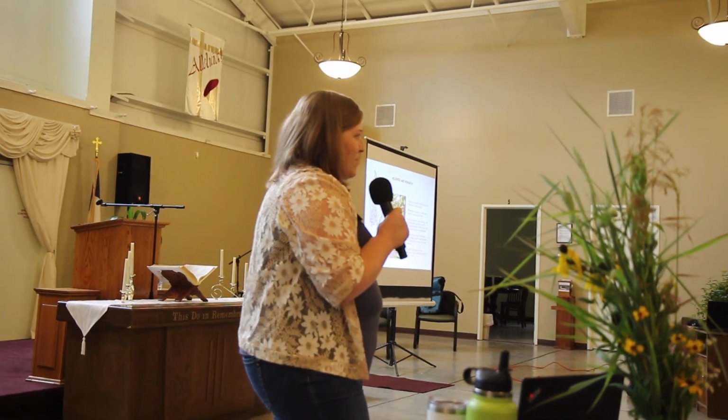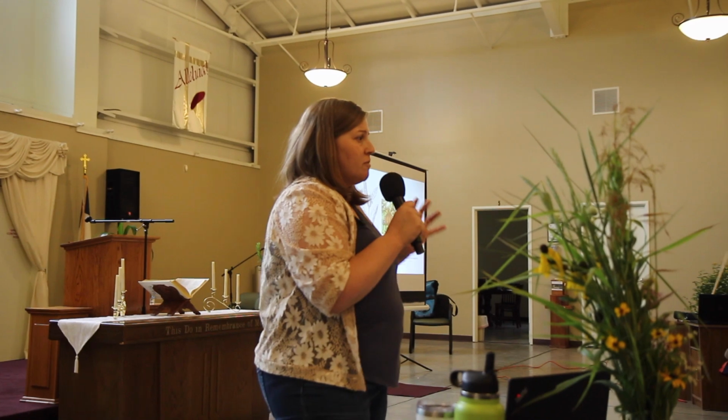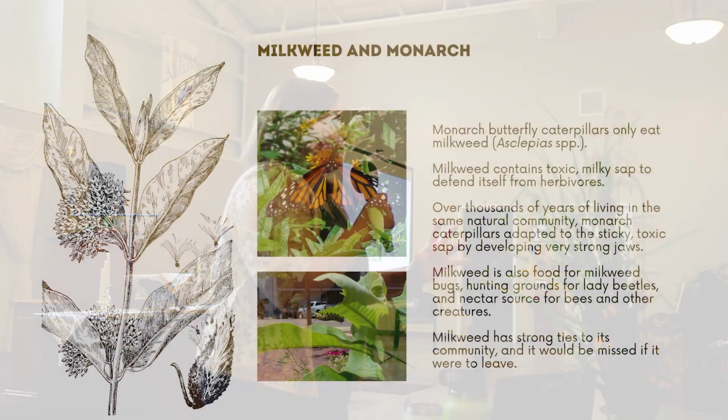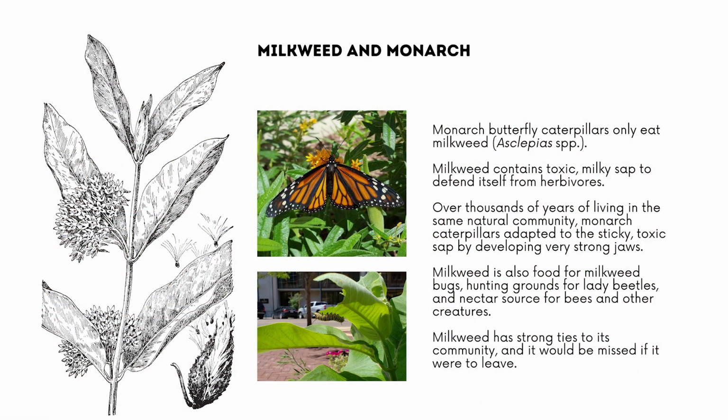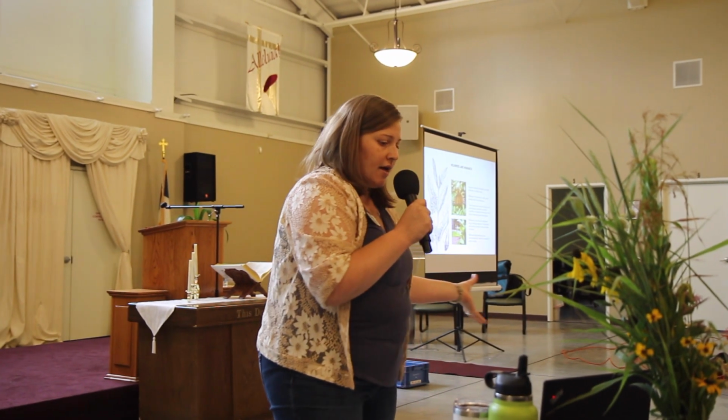So when talking about those complex and essential relationships, we're talking about things like the relationship between monarch butterflies and milkweed. Monarch butterflies will only lay eggs on milkweed. Monarch caterpillars will only eat the leaves of milkweed. Without milkweed, no monarch butterflies.